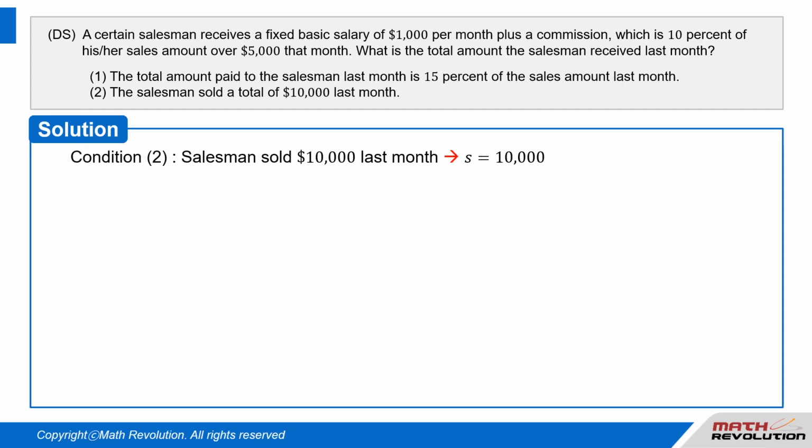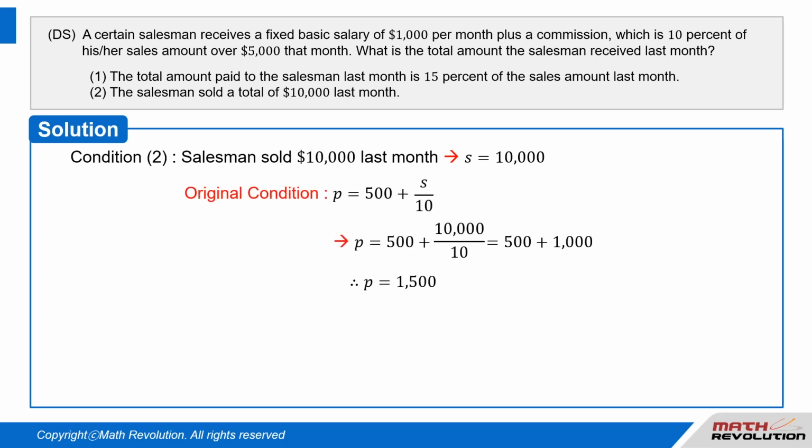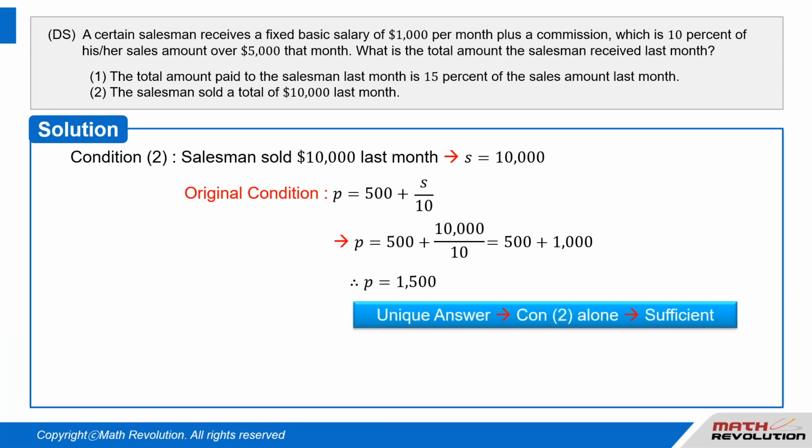Condition 2 tells us that the salesman sold a total of $10,000 last month. That is, S equals 10,000. Therefore, original condition P equals 500 plus S over 10 equals 500 plus 10,000 over 10 equals 500 plus 1,000, which equals 1,500. Since it is a unique answer, this condition is sufficient.